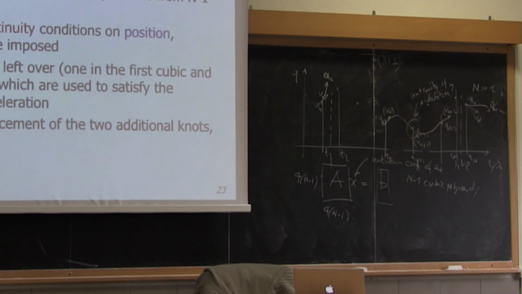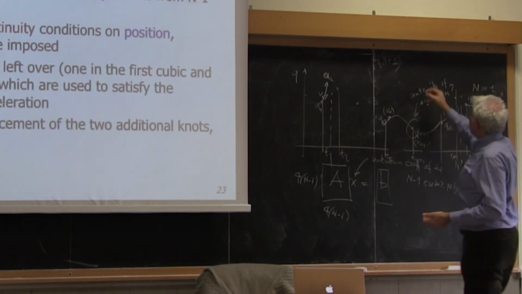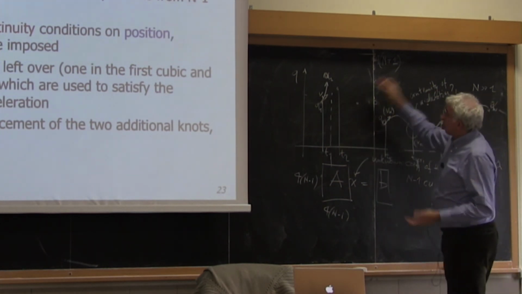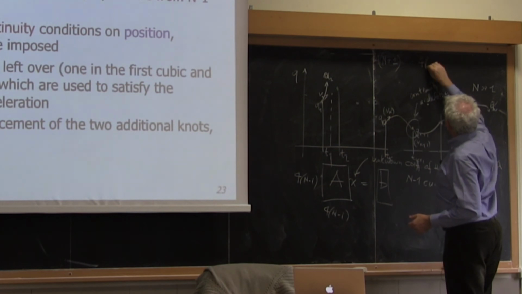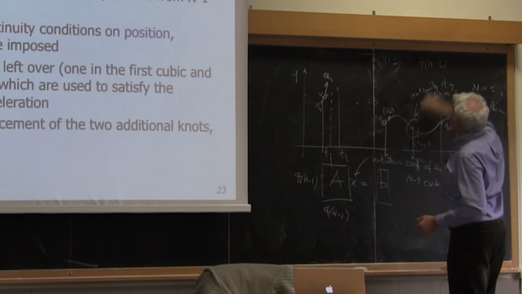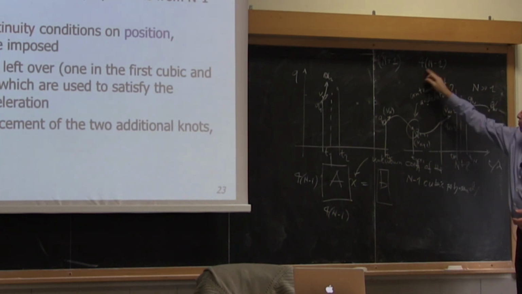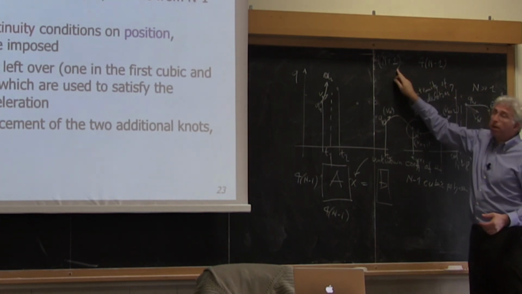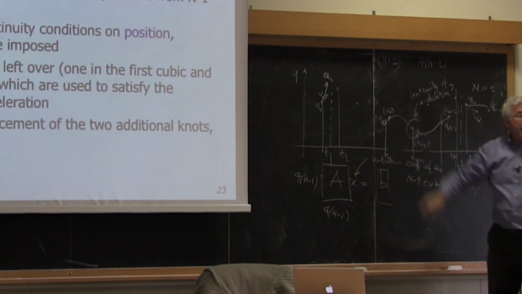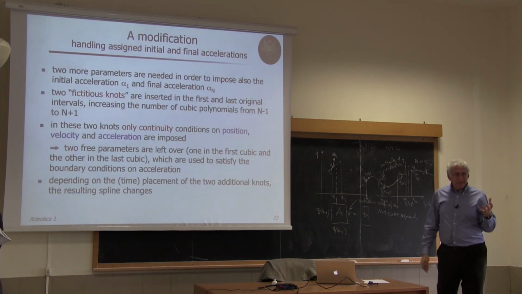Because I have a cubic, each cubic is 4, so I've increased the number. And then I have the previous condition were 4n minus 1. Now I have to fill in, so this is 4n minus 4, this is 4n plus 4. So there are 8 missing conditions.